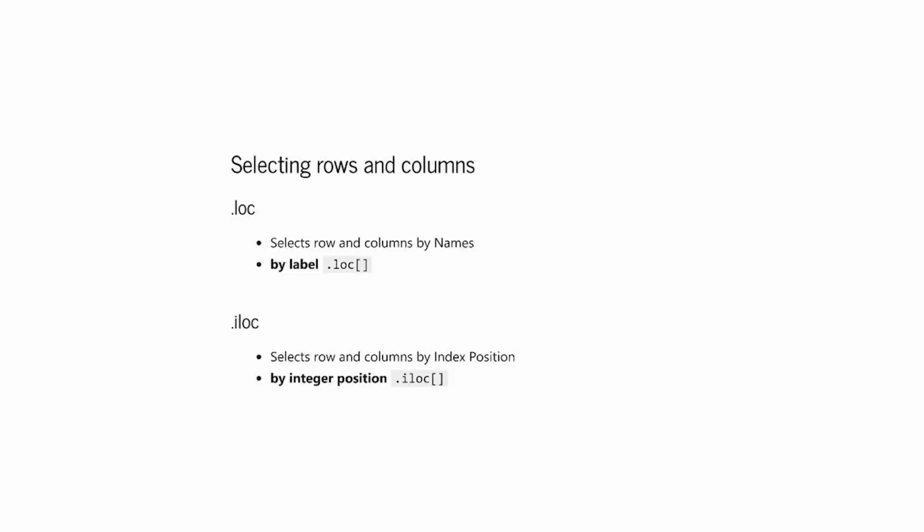So let's see how you can access elements of your Pandas data frame. To do that, Pandas provides two functions, loc and iloc. So loc selects a row and column by its name, and it takes a label as an input, while the iloc selects a row or column by the index position, and it takes an integer as an input.